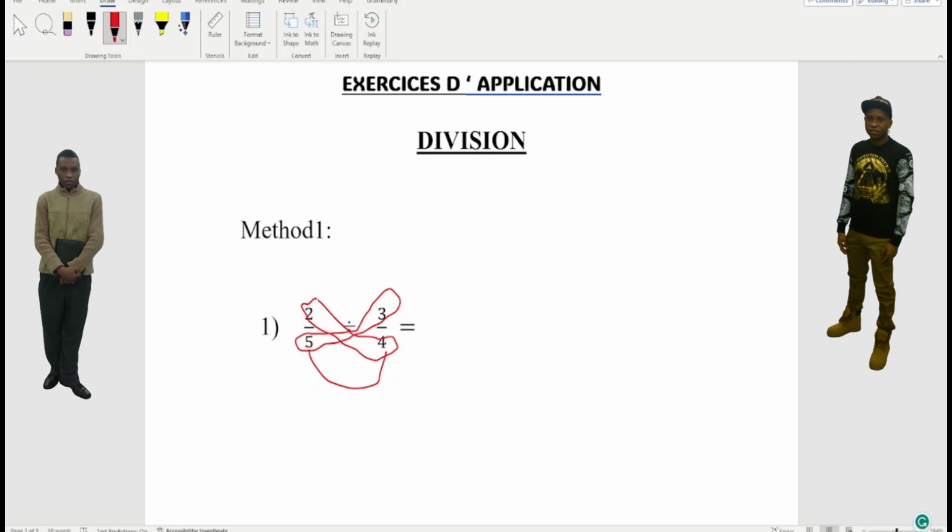So what they have to do is 5 times 3 equals 15, and then 2 times 4 equals 8. So this is what I'm trying to say. It's how they do it. They do like this, okay? This one is going to give them 8.